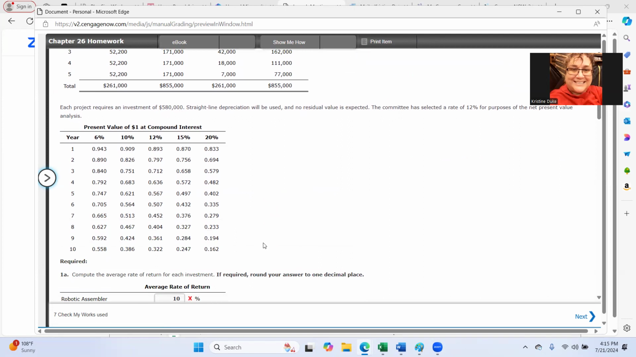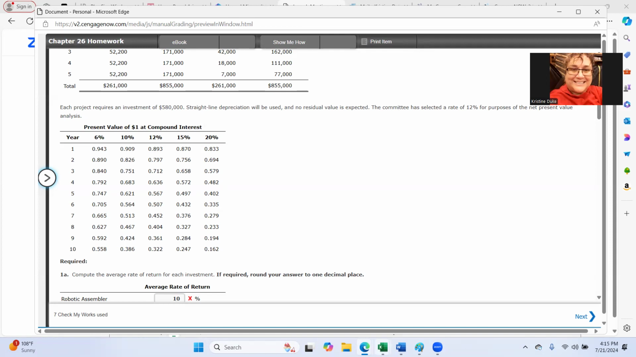Now we've got two tables that we work with in financial and managerial accounting. It's the present value of a dollar at compound interest and the present value of a dollar out of annuity. Okay, they've given you the factors to use. They're telling you 12%, this is the original investment, straight line, no residual value.